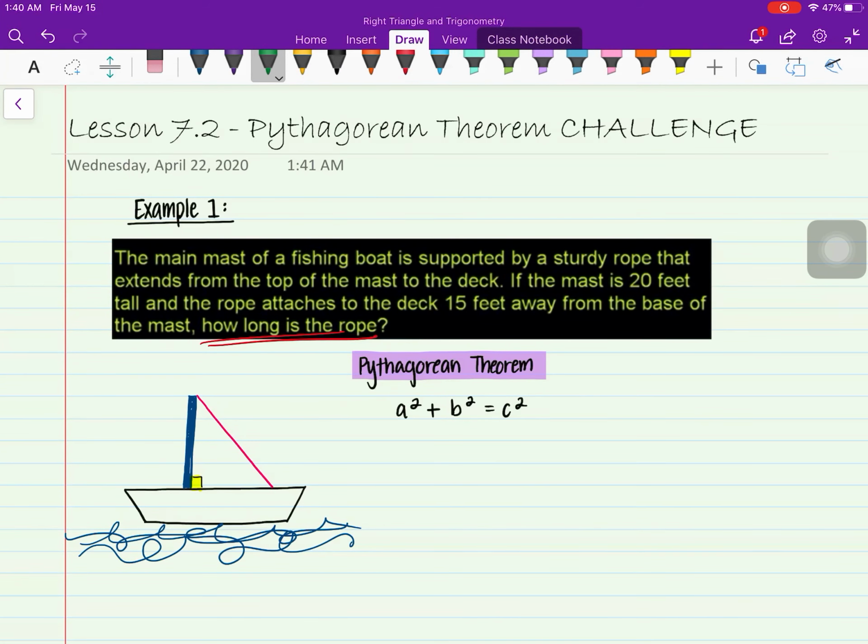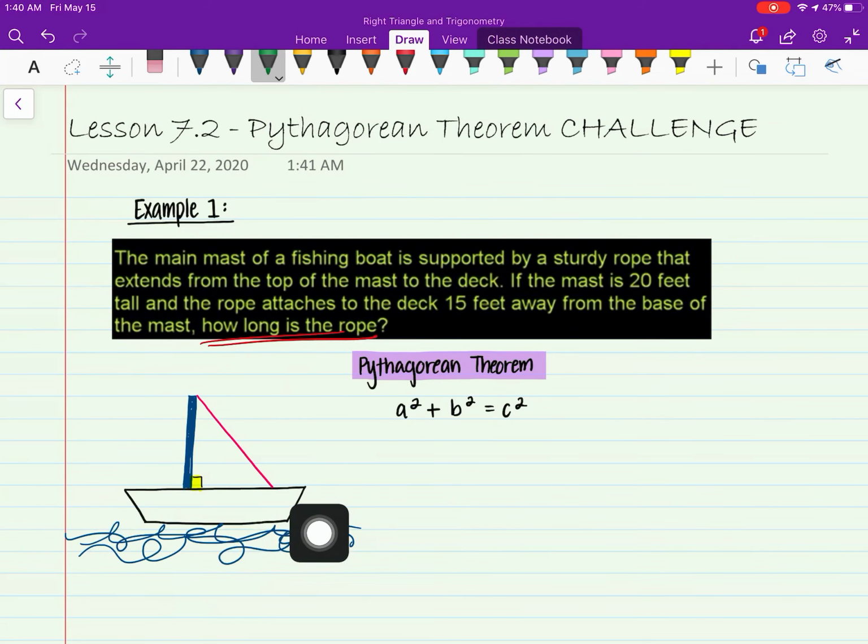Alright, you guys, so let's go ahead and get started on this here. We are on lesson 7.2 and we're continuing with Pythagorean theorem. Now, this lesson we are focusing on word problems that include Pythagorean theorem in some way. So let's go ahead and get started here.